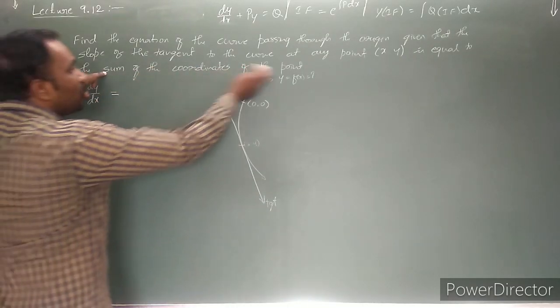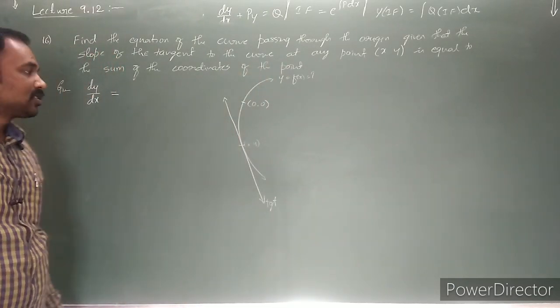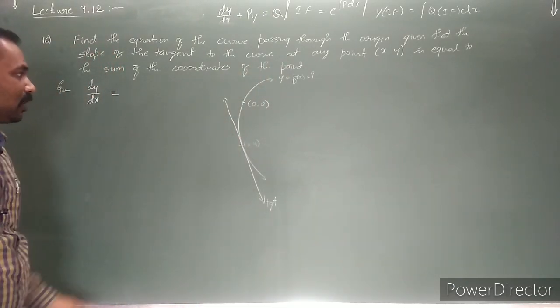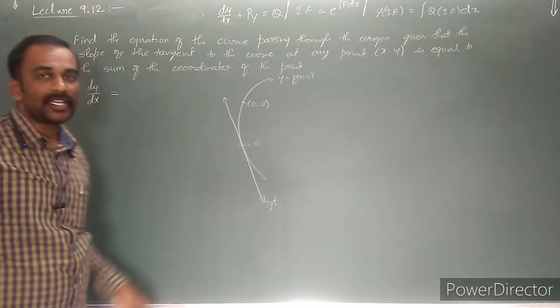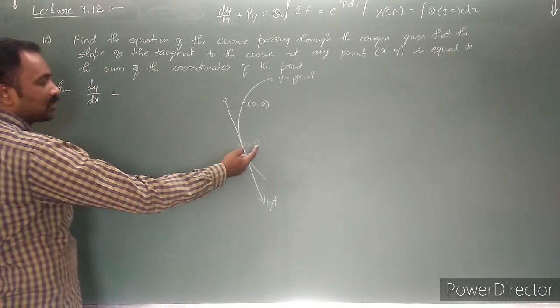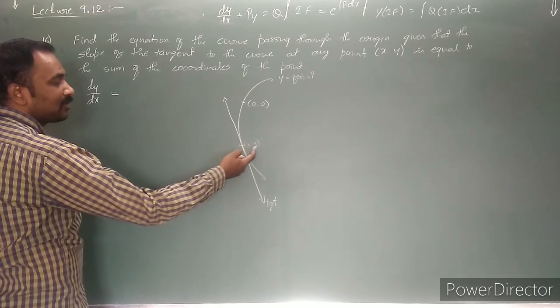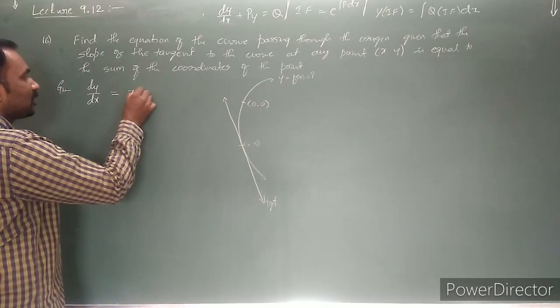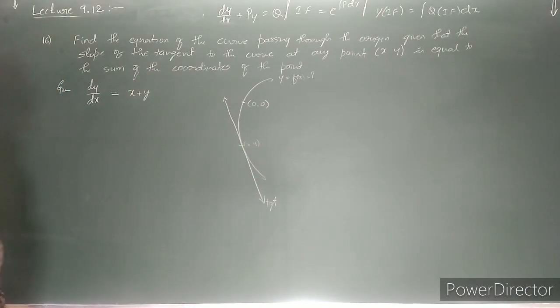the sum of the coordinates of the point. Sum of what coordinates? The point is nothing but x, y. The sum of these is x plus y. Sum of the coordinates of the point.